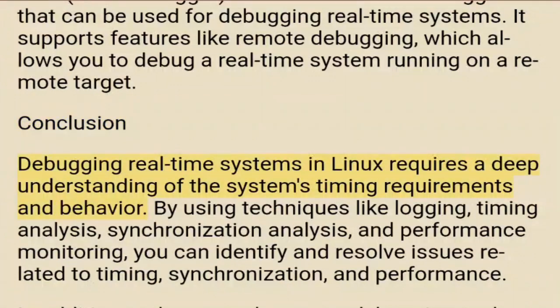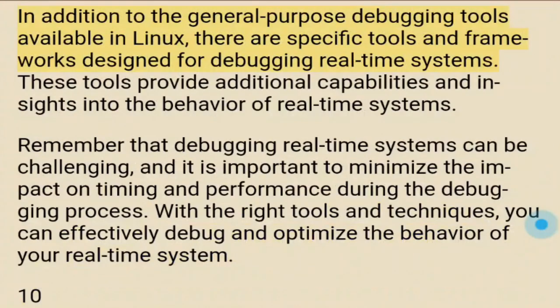Conclusion. Debugging real-time systems in Linux requires a deep understanding of the system's timing requirements and behavior. By using techniques like logging, timing analysis, synchronization analysis, and performance monitoring, you can identify and resolve issues related to timing, synchronization, and performance. In addition to the general-purpose debugging tools available in Linux, there are specific tools and frameworks designed for debugging real-time systems. These tools provide additional capabilities and insights into the behavior of real-time systems.